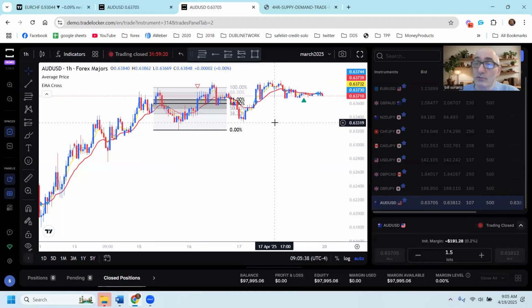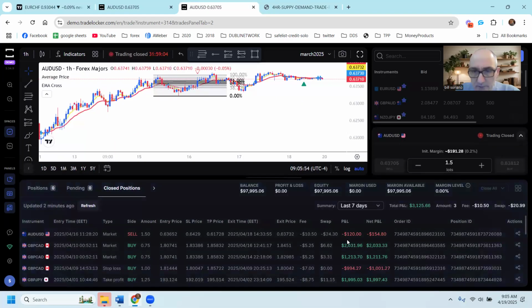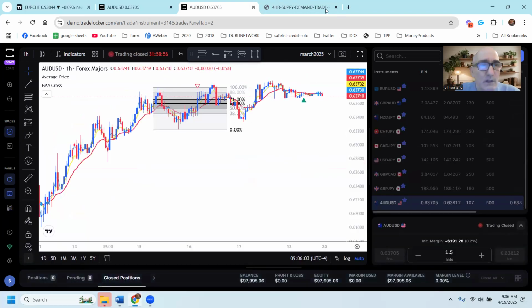Price also closed above the 800 EMA, and that's bad for a selling position, right? So we did exit this trade with a very small loss of about $120 or something like that, I think. We got out of this trade with about a $120 loss, and there were some fees involved there that made it $154, okay? So let me show you this. This is AUD USD.